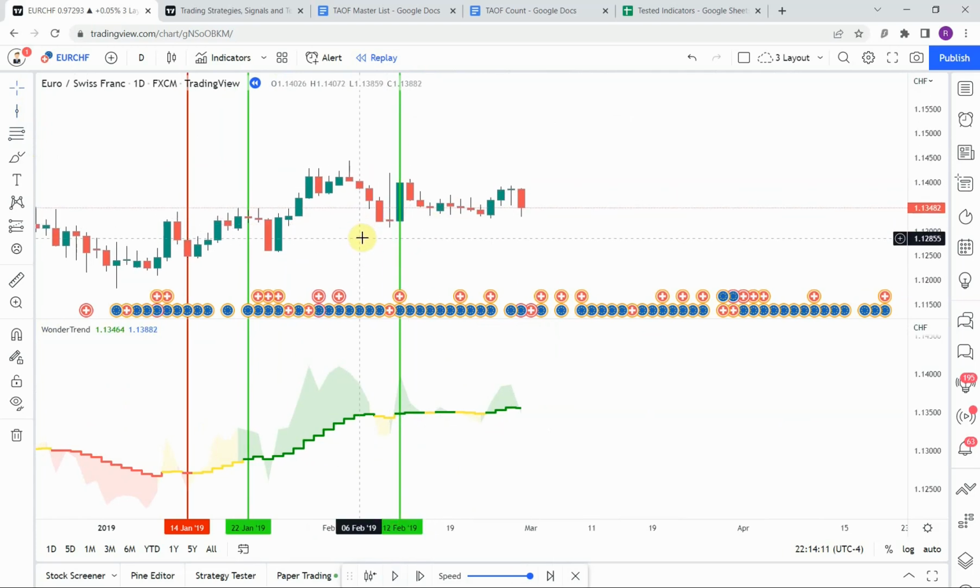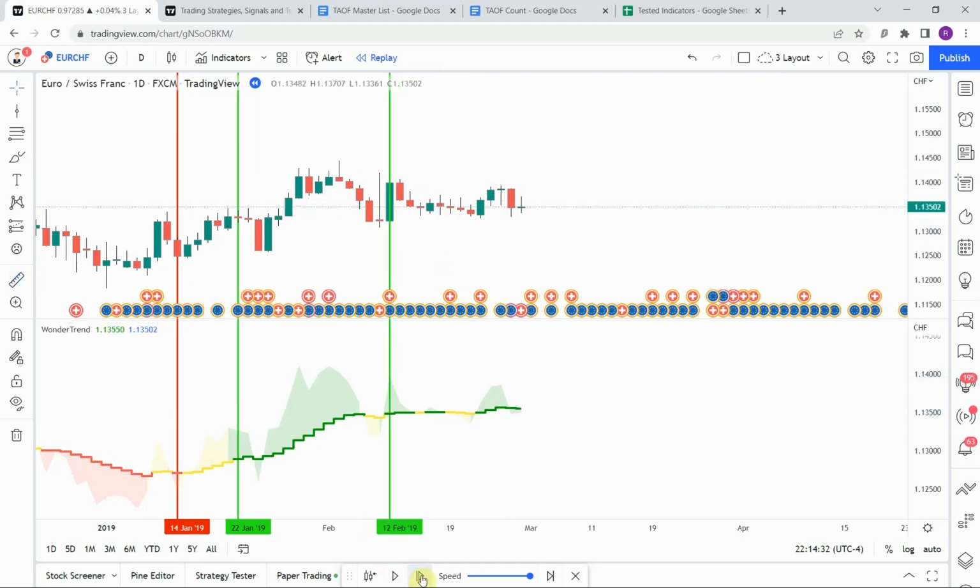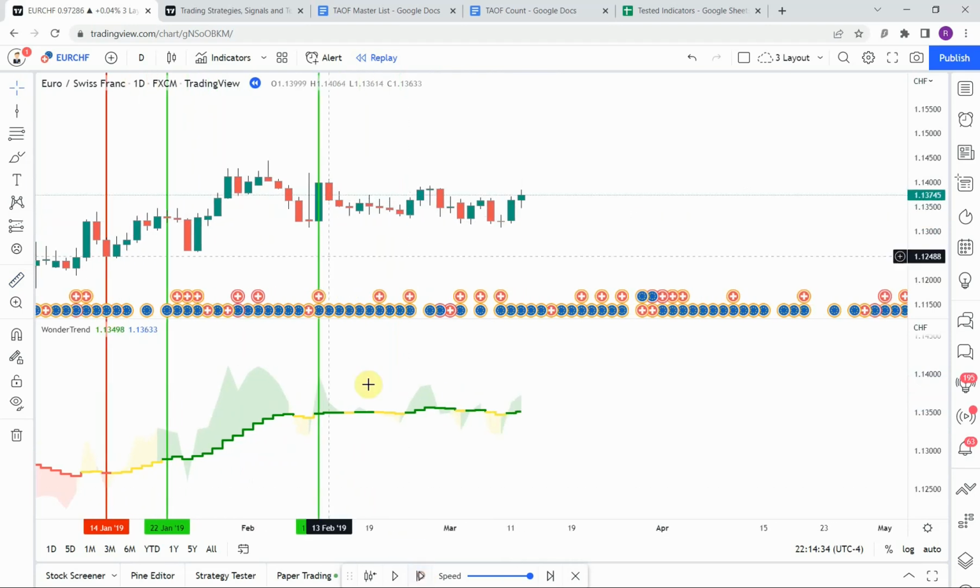All right, so the next signal that we got was a long signal. Again, right here, we get that shift from the orange color back to the green color right here. But then we got an immediate push to the downside there. That would have come down, and doesn't look like it's quite stopped us out yet. So let's go ahead and play this forward just a little bit here.